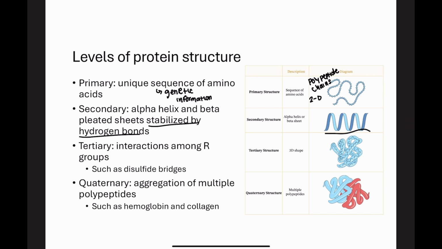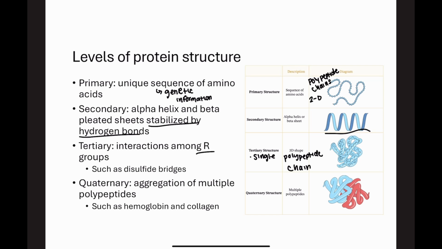The tertiary structure of a protein is the overall three-dimensional shape of a single polypeptide chain. And this is going to result from the interaction of the R groups of the amino acids.